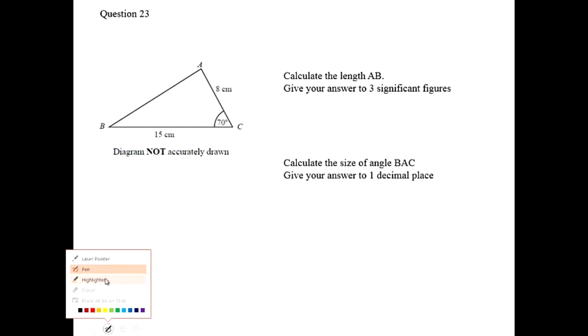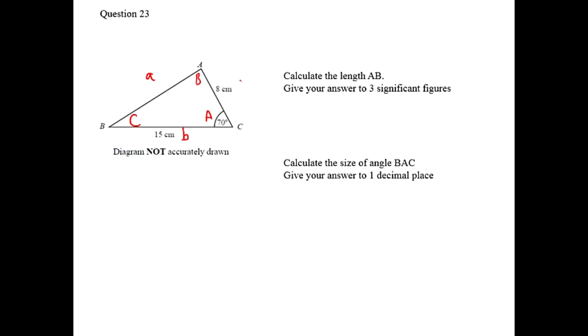Now we've got some harder trigonometry questions. You can tell this because this is no longer a right angle triangle. So we have to label it in a slightly different way. Let's label this angle here A, this side A, this angle here B, this side B, and this angle here C, and this side C.